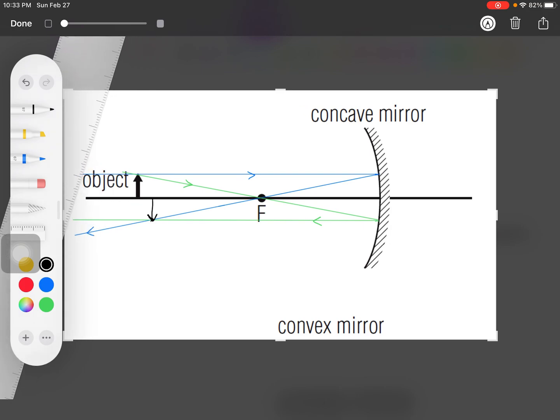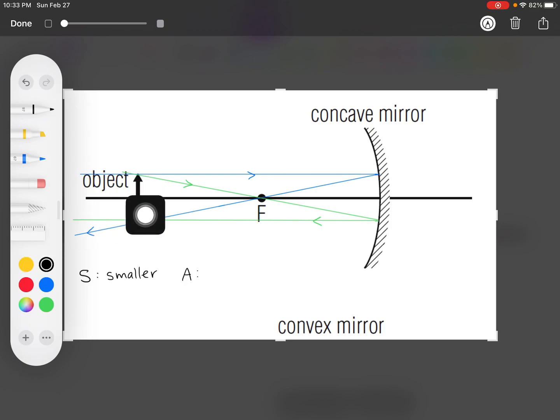So what I can see in terms of the size, we use something called SALT to describe the image. S stands for size, and in this case it is smaller. It's not a whole lot smaller, but it's a little bit smaller. A stands for attitude, and that just has to do with whether it is the same direction as the object, which would be right side up, or if it's upside down or inverted, which in this case it is.